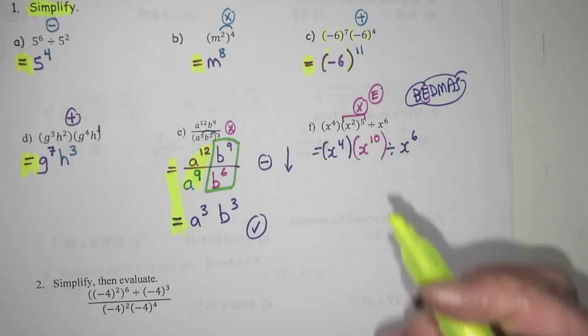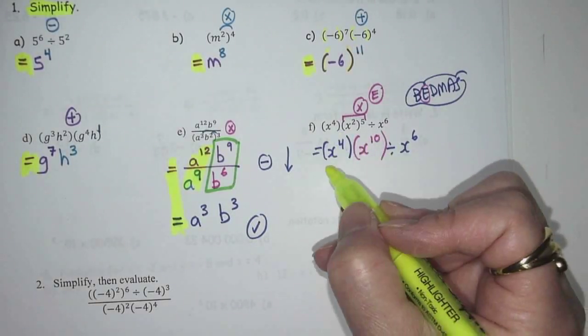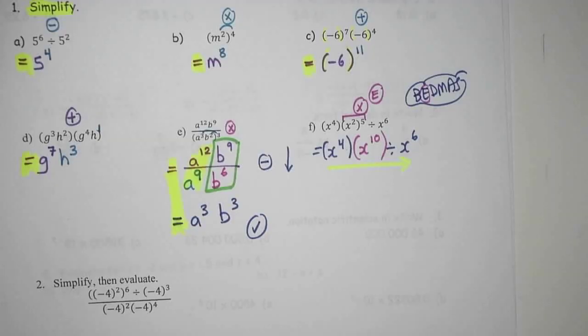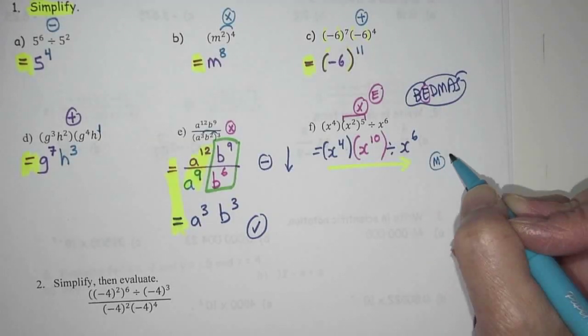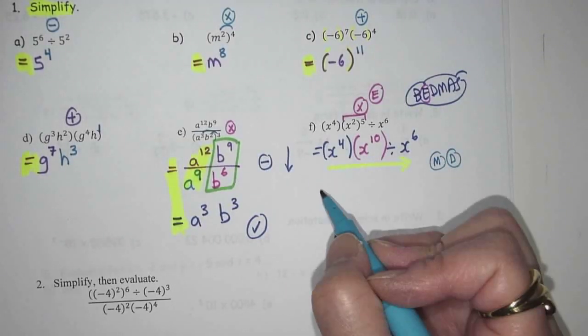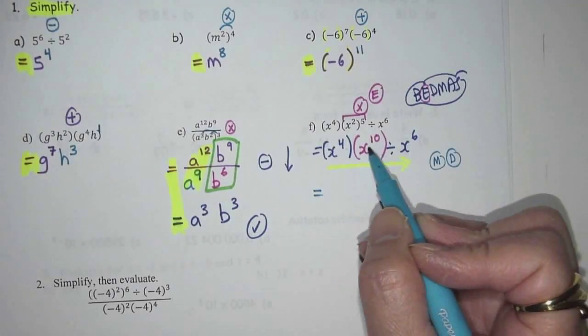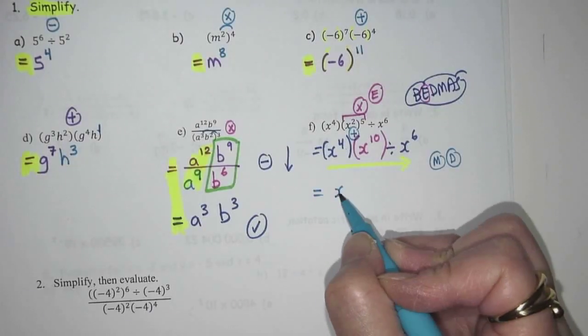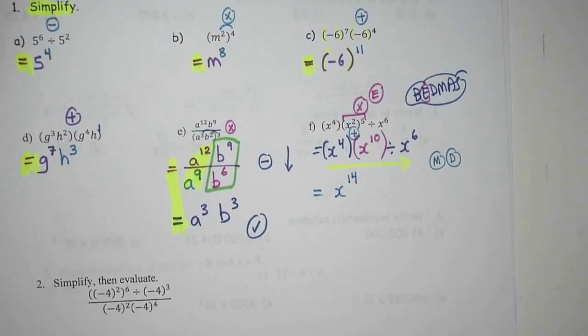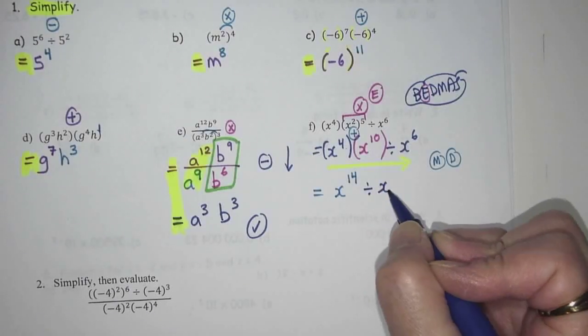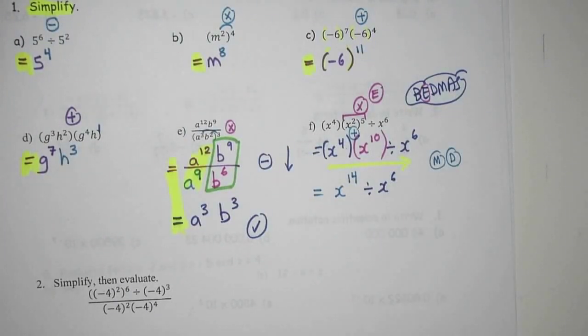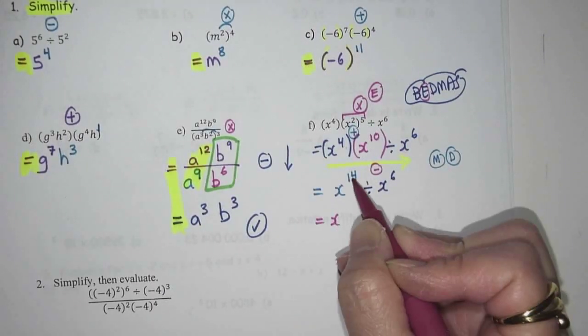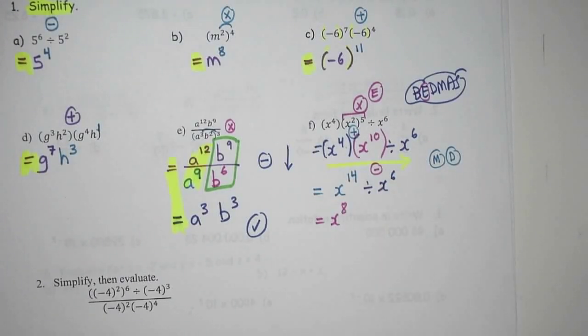Then here, we have all multiplication and division, so we're going to go left to right. So as we go left to right, we're going to do these two, so we're going to add them. You don't have to do what's in the circle, but I'm telling you it's x to the 14. And that's divided by x to the 6. And these two here, we're going to subtract. I'm just showing you what I'm doing in the circle. You don't have to write that part, but it's going to be x to the 14 minus 6, so x to the 8. And you stop there.